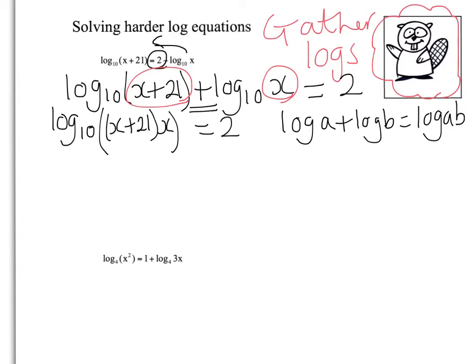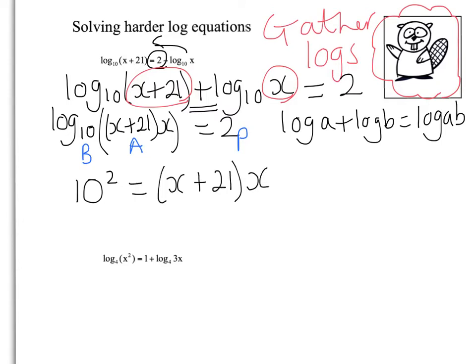And that all comes to 2. Okay, now this looks really strange, but it's just in the form log BAP, because that's the base, this whole thing is the answer, and this is the power. And how do I solve my questions if they're in the form log BAP? I change them to index form. So changing log BAP into index form becomes 10 is the base, the power is 2, and the answer is x plus 21x.